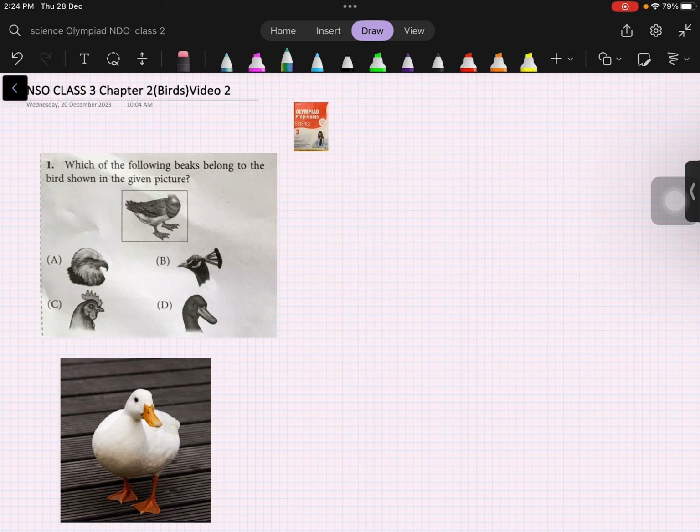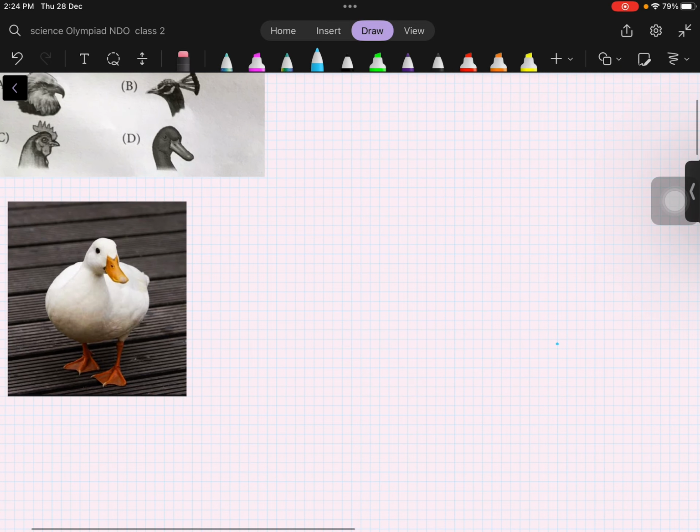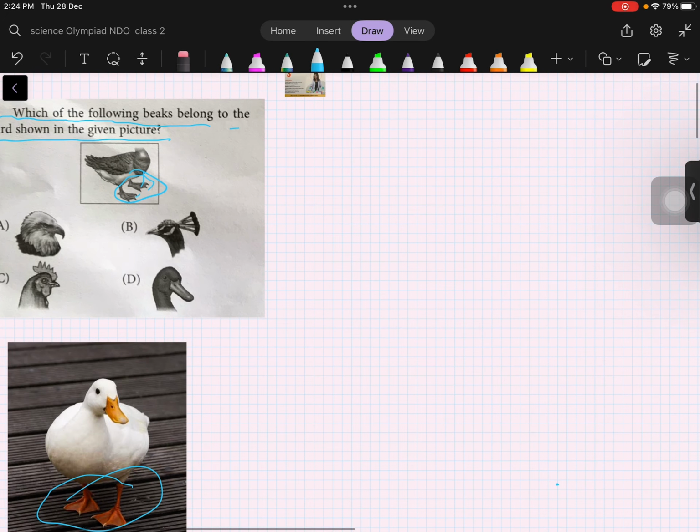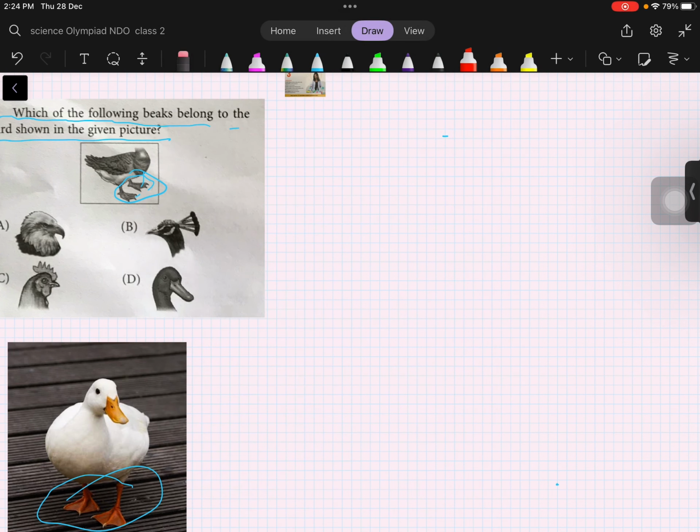So, let's start the first question. Which of the following beaks belong to the bird shown in the given picture? Okay, these are the feet. Look at this. These are feet of a duck. These feet are the same, so it means it's a duck. Which matches with its mouth? D option. So, dear friends, what will be bubble? D.